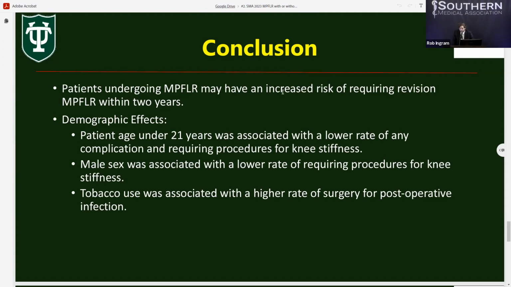Male sex was associated with a lower rate of requiring procedures for knee stiffness, and tobacco use was associated with a higher rate of surgery for postoperative infection. This information can be used to assist surgeons when counseling their patients before undergoing their procedures and to better understand their likelihood of different outcomes or complications.